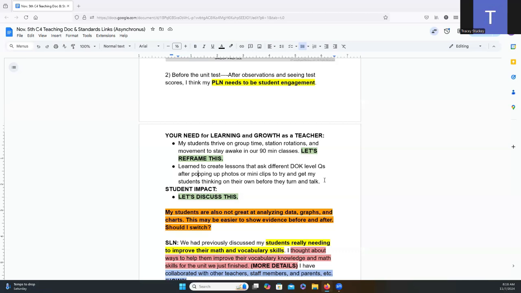And then from that, because you did all that, because you asked different level questions, because you're popping up photos and mini clips and getting these mixed media kids going, what's the impact now? It might be that you can prove attention span before and after. It might be that you can have them do a little reflective exit ticket for you about what made their learning sticky today.